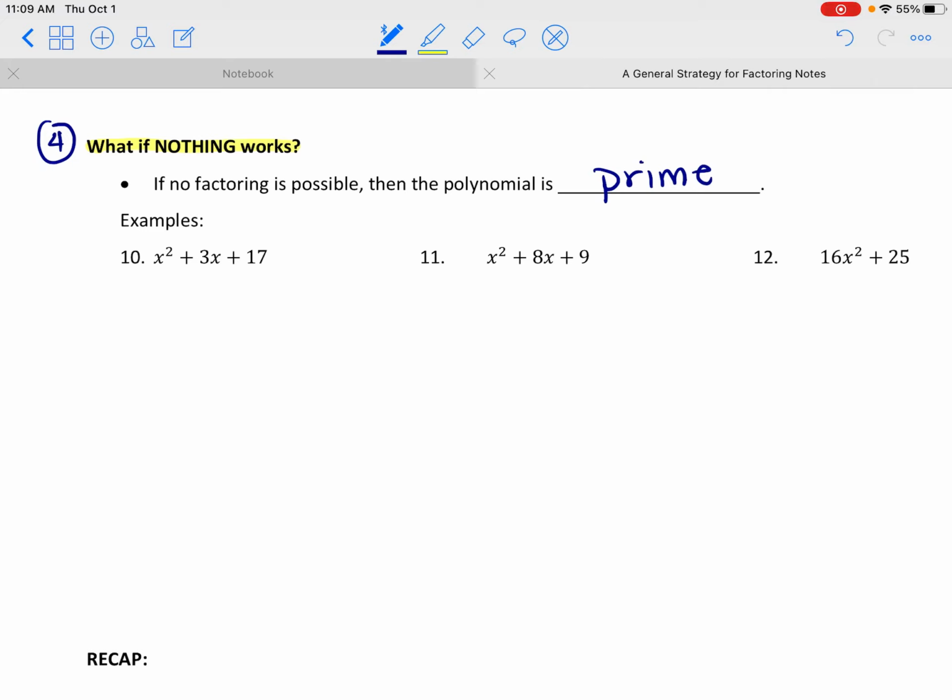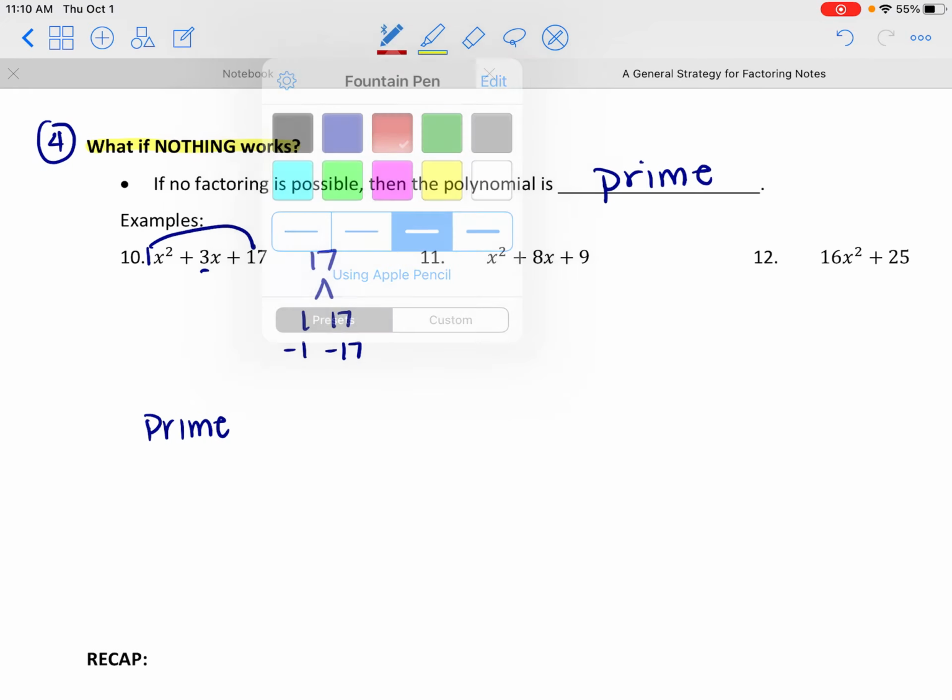For example here, these terms are in order, there's no GCF, and I've got 3 terms, so I'm going to try to use bottoms up, but the only factors of 17 are 1 and 17, or if you wanted to stretch, -1, -17, but neither one of those combinations is going to give us a positive 3 in the middle. There are no factors of 17 that make 3, so there's no way to factor this thing. It is prime.